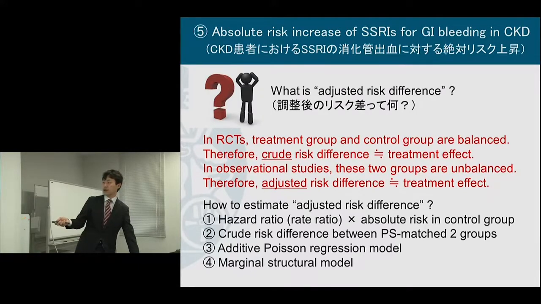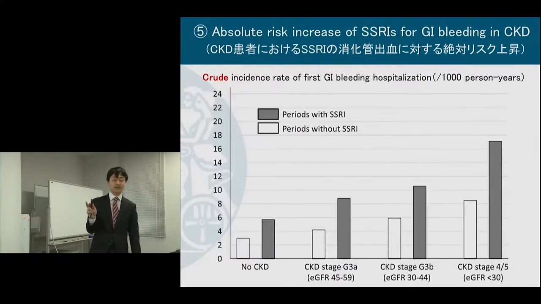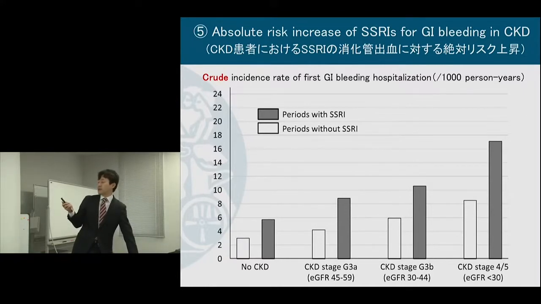And the rest were the additive Poisson regression model and the marginal structural model. This is quite statistically difficult. But after discussing with the statistician, I decided to use the additive Poisson regression model this time because I thought it's relatively easier than the marginal structural model. The details are in my second paper, in the appendix. It's too long. But by this method, this is the crude incidence.